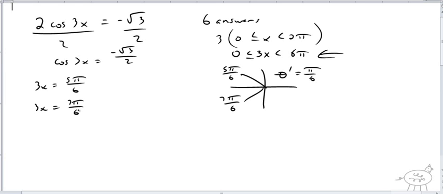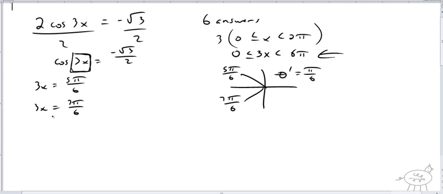Because think about it. Doesn't that make sense? 3x has to equal that. That has to equal 5 pi over 6, because what's cosine of 5 pi over 6? Negative root 3 over 2. Okay, so that's why it's 3x equals that. Because this box right here has to be 5 pi over 6. So that means I need to figure out what x has to be. Obviously, when I solve it, I'm going to figure out what x is, and that'll be my answer.